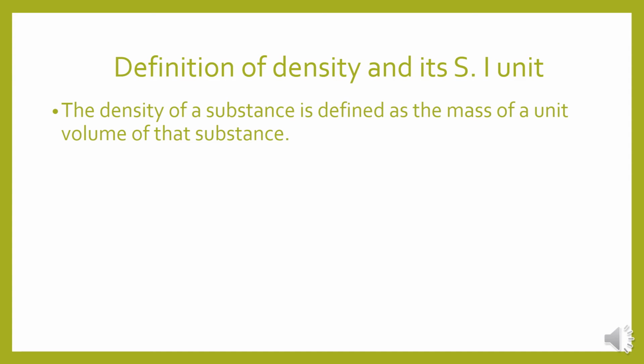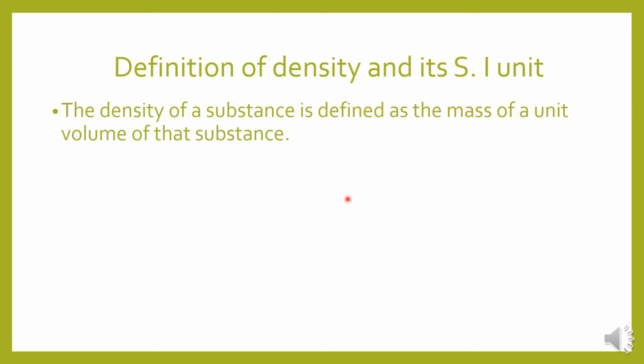The density of a substance is defined as the mass of a unit volume of that substance. Density of any substance, whether solid, liquid or gas, is defined as the mass divided by its unit volume. Unit volume means when we take the volume as 1, then the mass will be equal to the density.